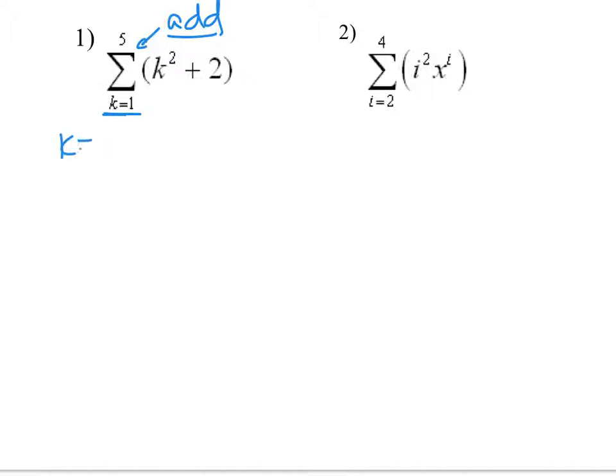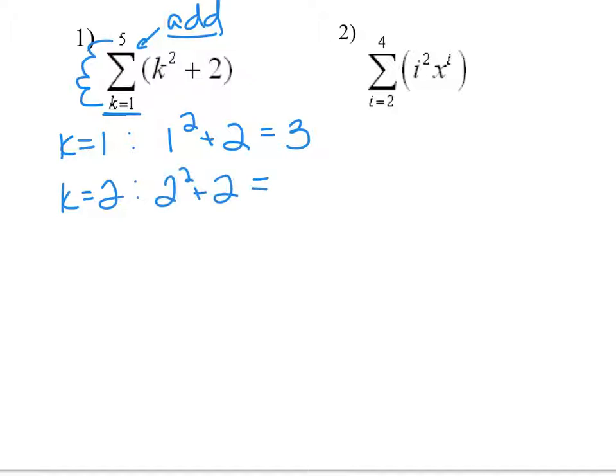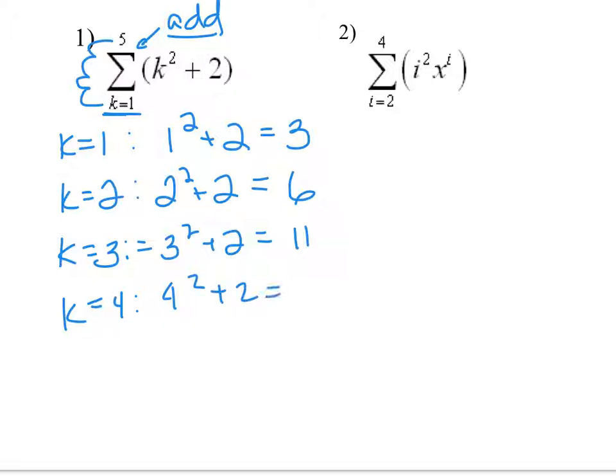So when k is 1, we're going to plug in 1 for k. So that would be 3. When k is 2, and then we go up, and we keep going up by 1 until we get to 5. So 2 would be 2 squared plus 2, so 6, 3, etc. Let me just do it really quick. And 4, 16 plus 2, and 5, 25 plus 2. So that's the sequence.